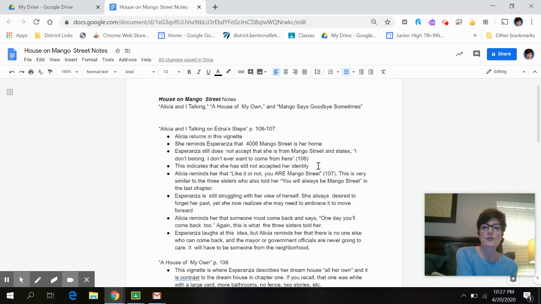And I think what Cisneros is saying in this vignette is that Esperanza is not there yet in this chapter, but she needs to understand that running away from Mango Street is not going to give her closure. It's just going to have her be running from her past. The way that she's going to find peace is by accepting those things that she's had to experience, accepting that she grew up as an impoverished person. I grew up with very little.